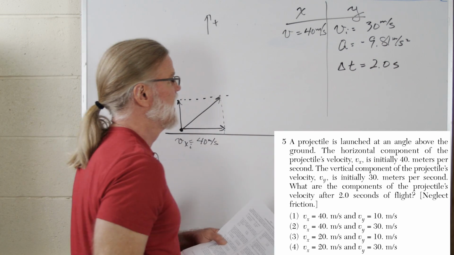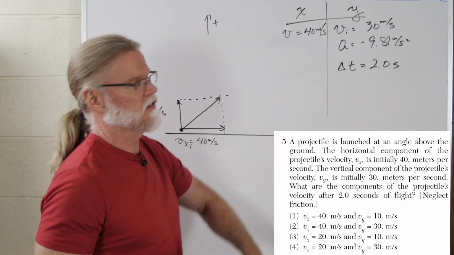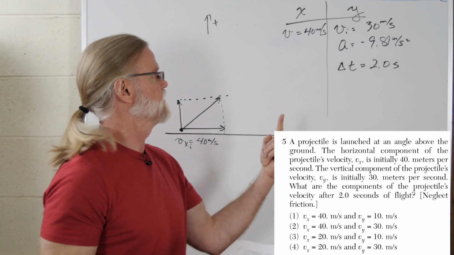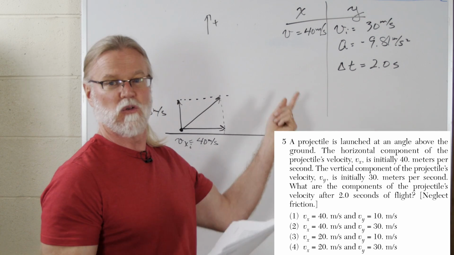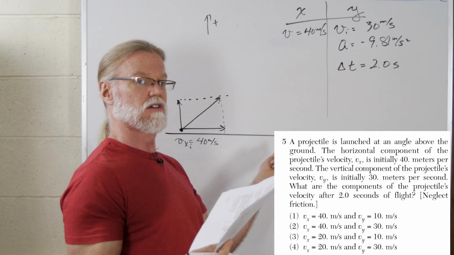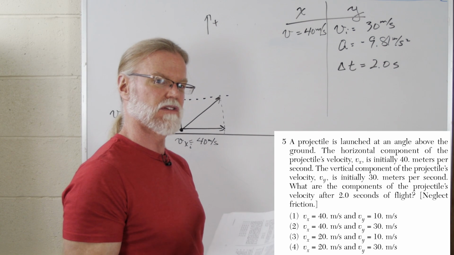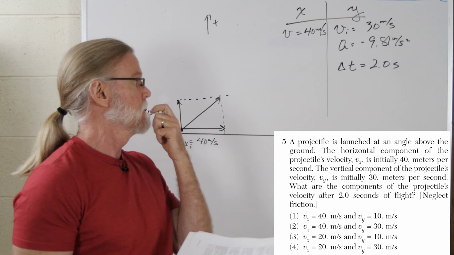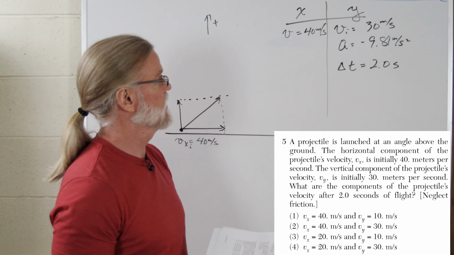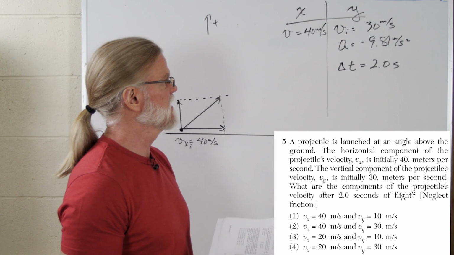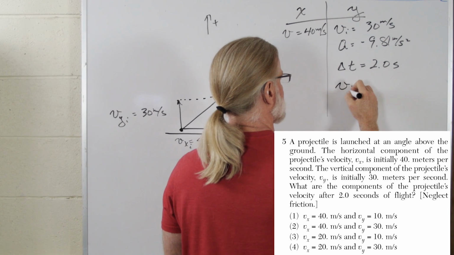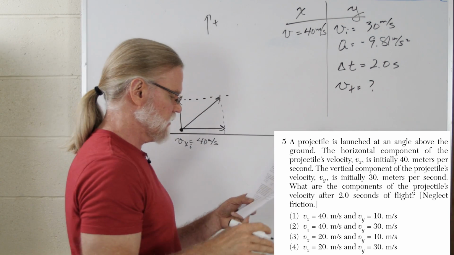So let's see. In 2 seconds, it's going to be going 10 meters per second up, right? It's going 30 meters per second. After 1 second, it's going to lose 10 meters per second because it accelerates down at 10 meters per second per second. So in 2 seconds, it's going to be going about 10 meters per second. They want to know, what is V final? Well, I can see right away.